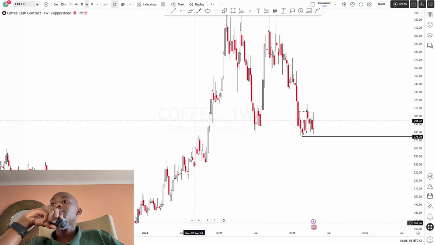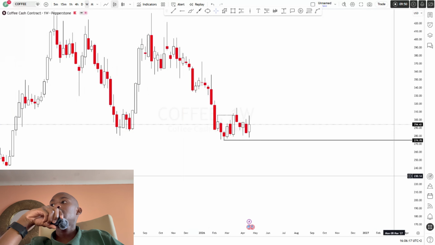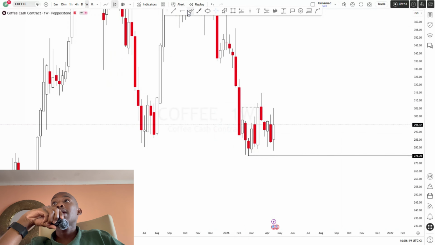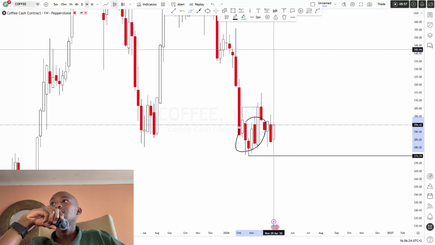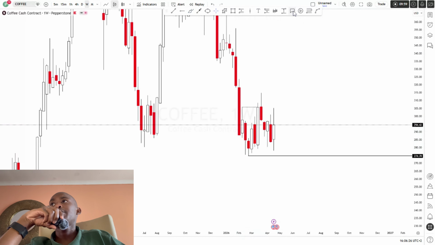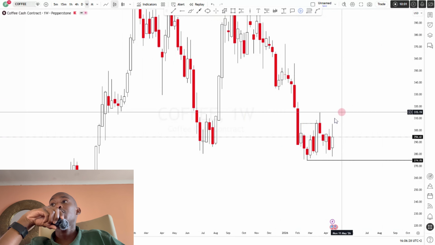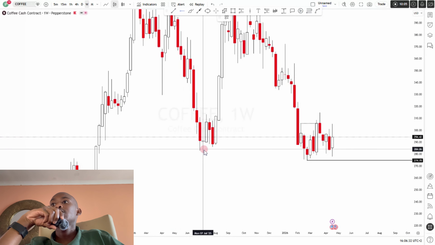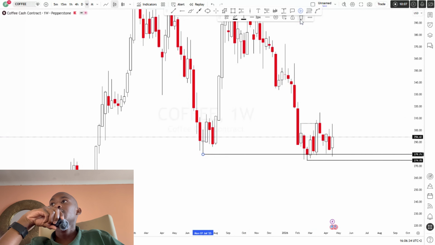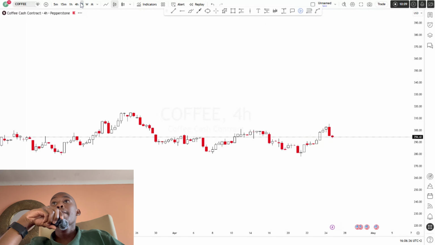Coffee looks decent, and with how I'm looking to play it, I'm looking to play a range within this whole consolidation, right? As I've been having this one on watch for the past few weeks by now. Just like I said, we still set these lows, right? Nothing has changed in terms of positioning.